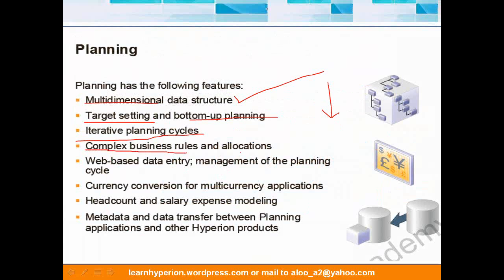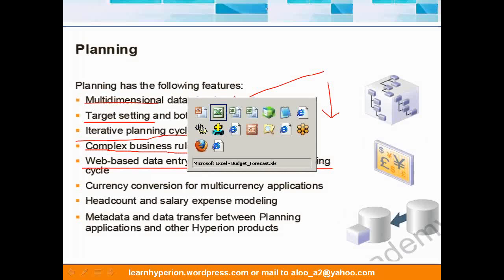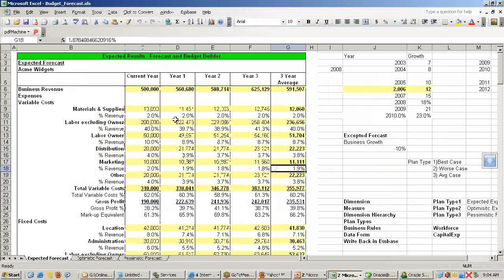Complex business rules and allocation. For allocation, you can use complex business rules, some kind of calculation. Allocation means you store data at parent level and it goes to the children. We have web forms or data forms where business users can enter the data. Now look at this. This is an example of a data form.